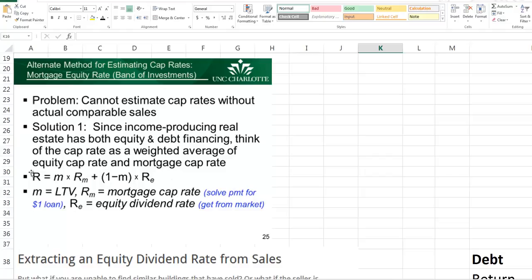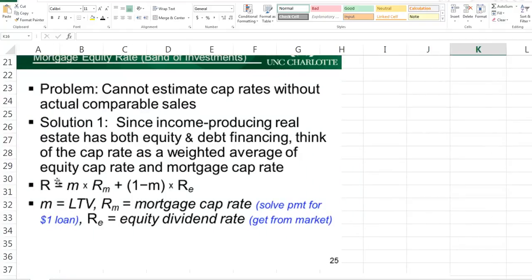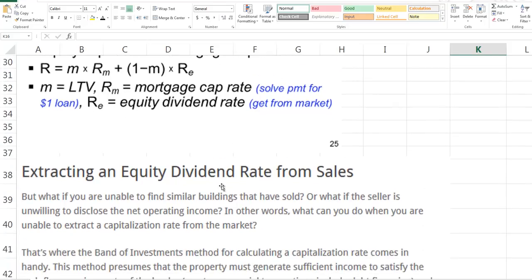This is the formula for the band of investments method. The R, the cap rate, is going to equal M, which is the loan to value, times the mortgage constant, or the mortgage cap rate, plus 1 minus the loan to value times the equity cap rate. We're going to call the equity cap rate the equity dividend rate, and again the mortgage cap rate is something we'll have to calculate. The equity dividend rate is something that we're just given. You can treat that as a given figure.